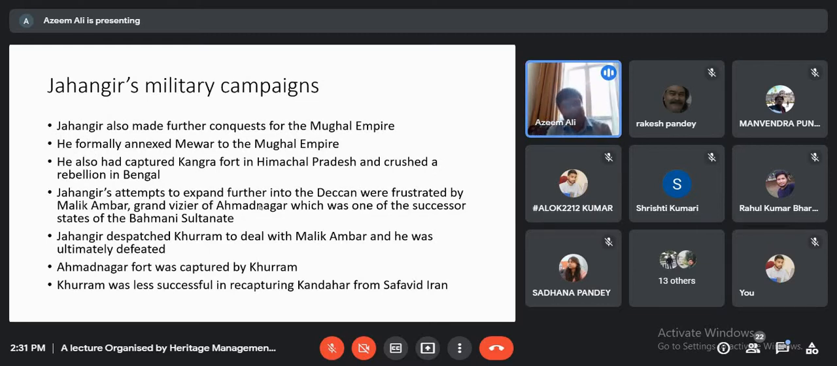And Jahangir dispatched his son, Khurram, to deal with Malik Ambar. And ultimately, Malik Ambar was defeated, and Ahmadnagar Fort was captured by Khurram. But unfortunately, Khurram was less successful in recapturing Kandahar for his father, which remained in the hands of the Safavids.